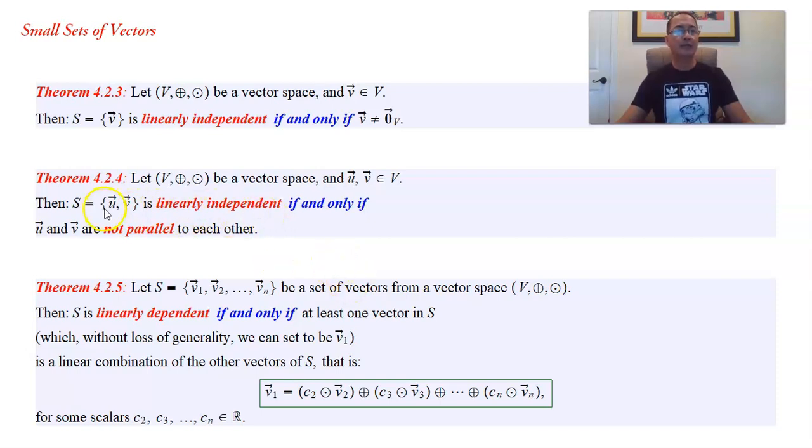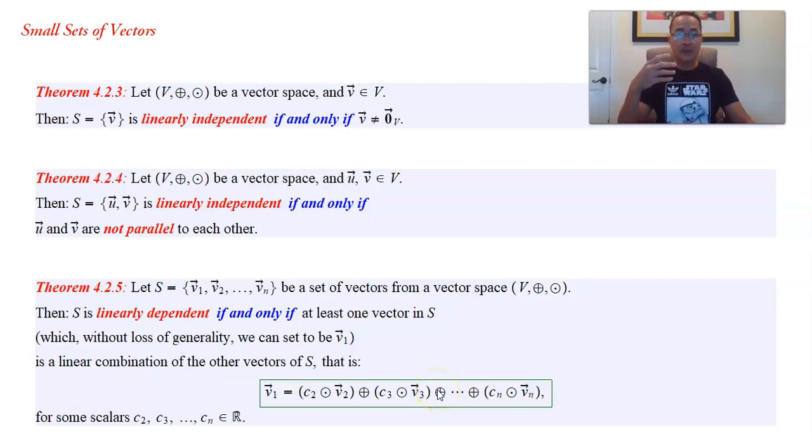When is a set of 2 vectors independent? When they are not parallel to each other. So again, that should sound familiar. What we did just now with cosine 2x and cosine squared and sine squared, that's a demonstration of this more general statement. Suppose now you have several, 3 or more, vectors from a vector space. That set is dependent if and only if at least one of those vectors, and without loss of generality, you can pick the first vector, is a linear combination of the other vectors of S.